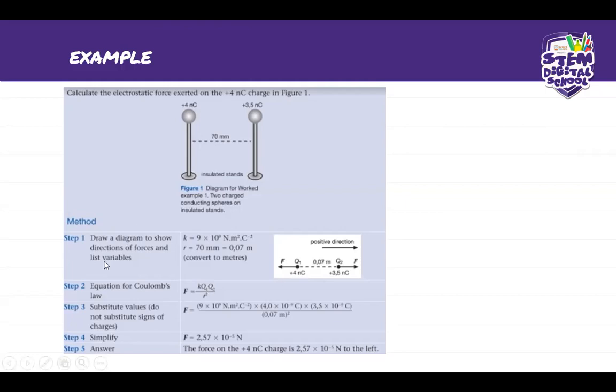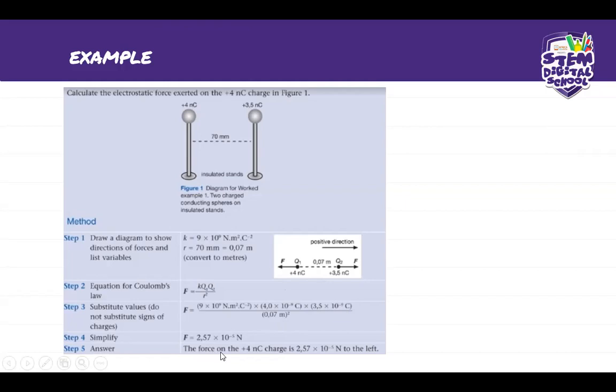So here we are. Now we go back to the equation, which is F equals kQ1Q2 over r squared. And now you've plotted everything in your equation. All you're given are plotted in the equation. You see, here it's 4 times 10 to the power of minus 9 because of the nano. Because it's written nano, it's 10 to the power of negative 9 for each. And you calculate, and this is your answer.